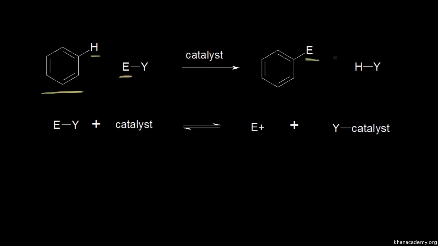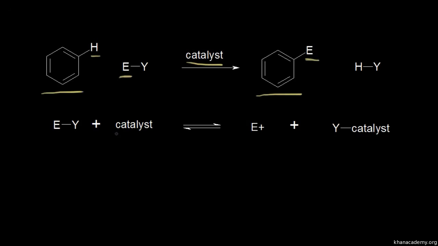So that's where the electrophilic part comes in, and that's where the substitution part comes in. You're substituting an electrophile for a proton. The aromatic comes in because you are going to reform an aromatic ring in your mechanism. Electrophilic aromatic substitution requires a catalyst, and the point of a catalyst is to generate your electrophile.